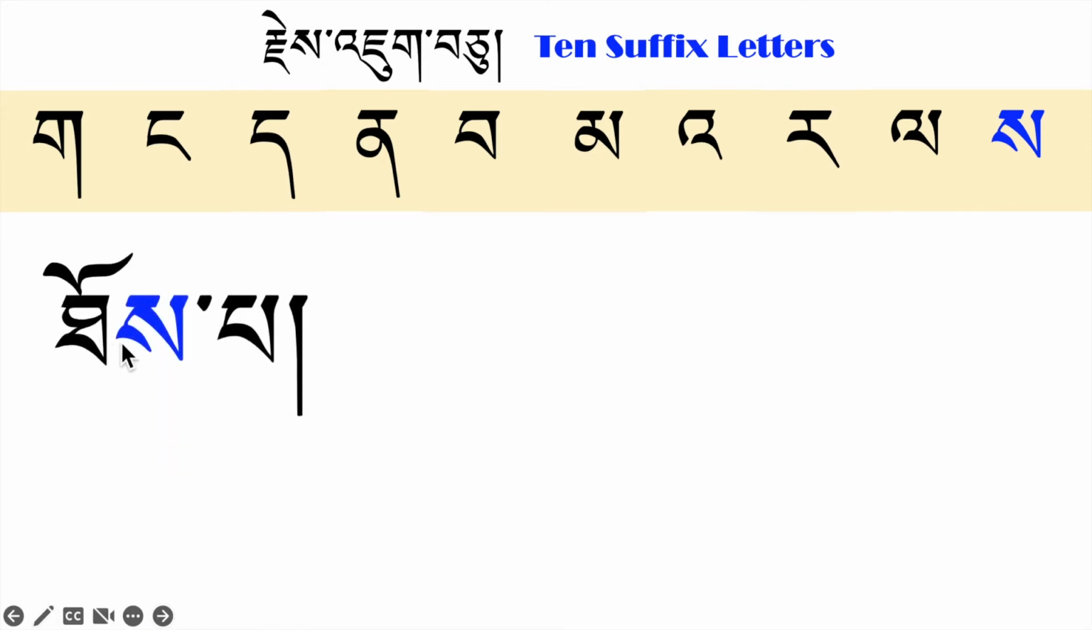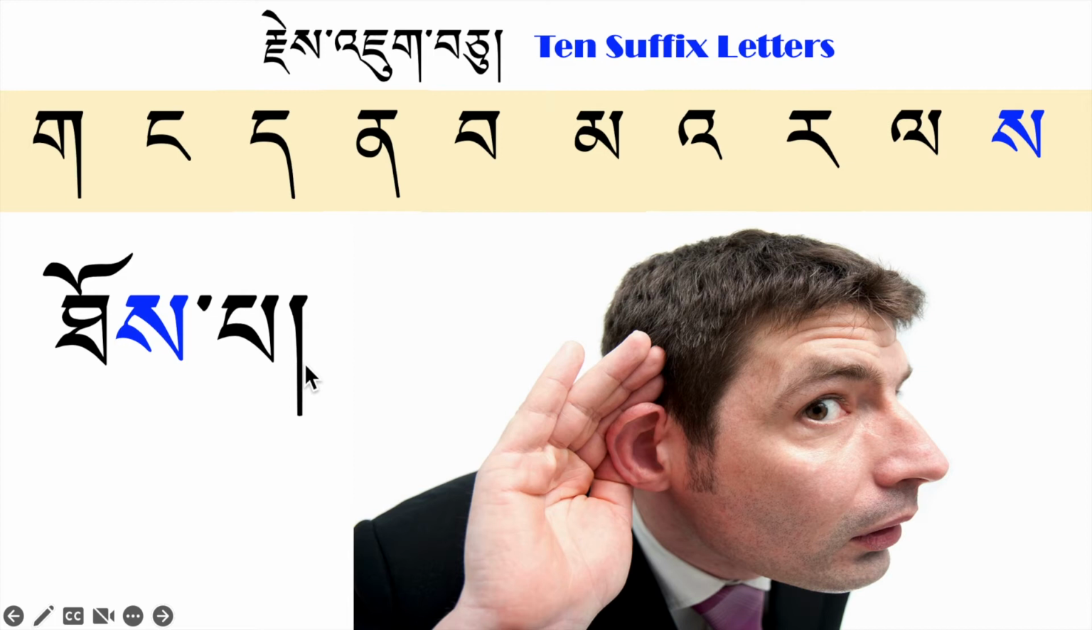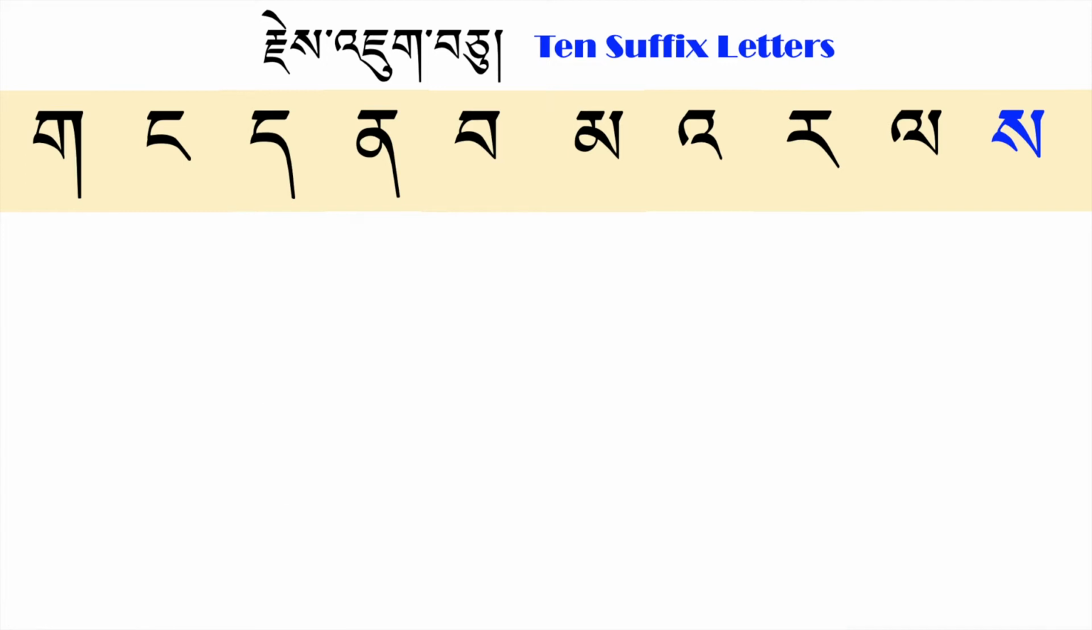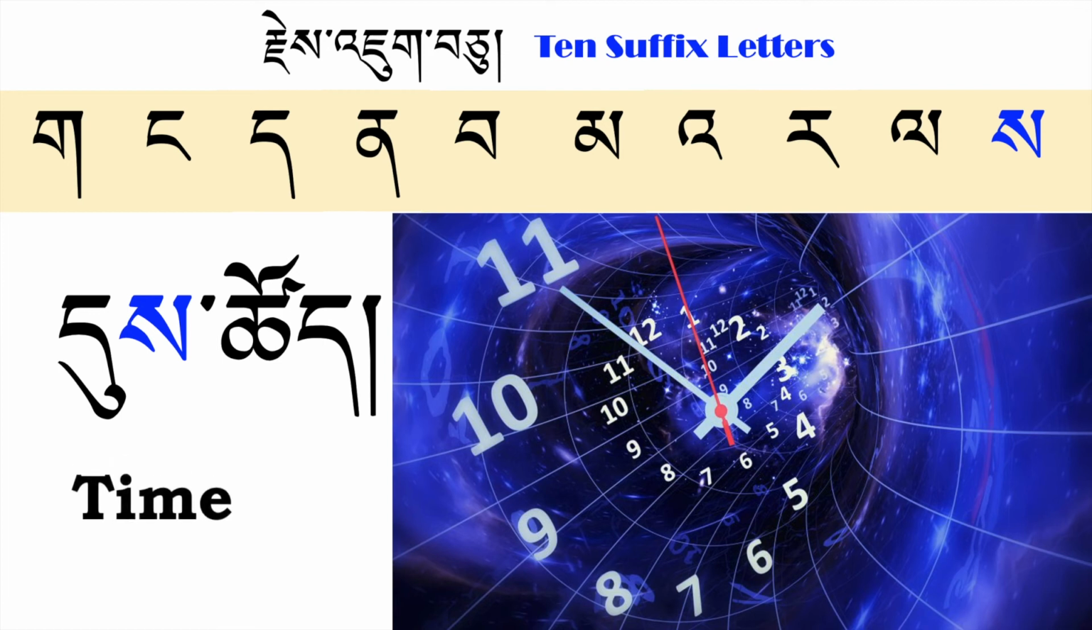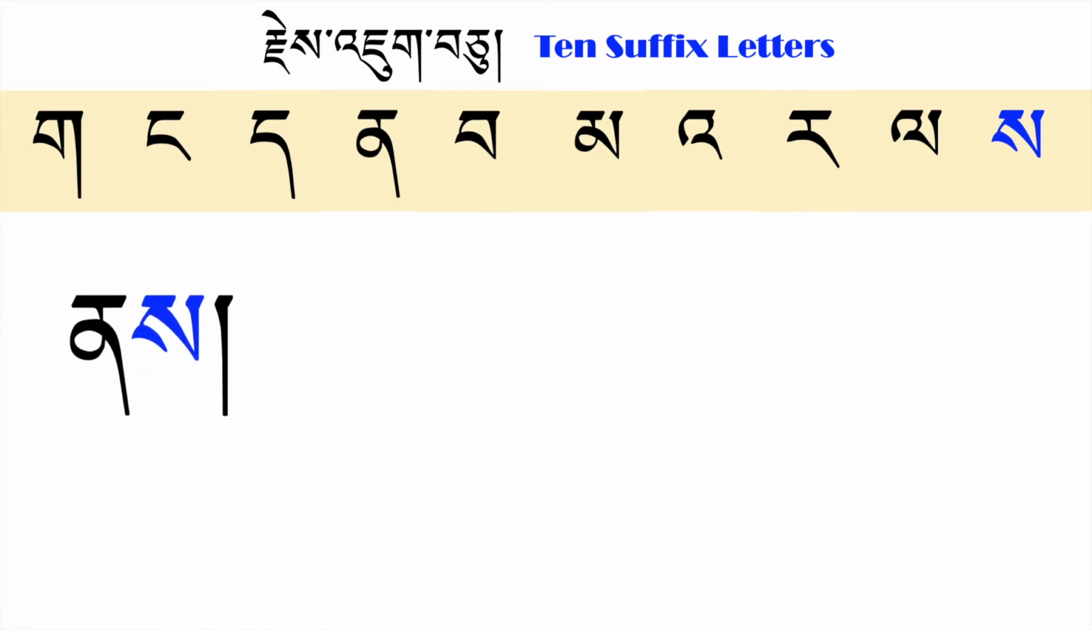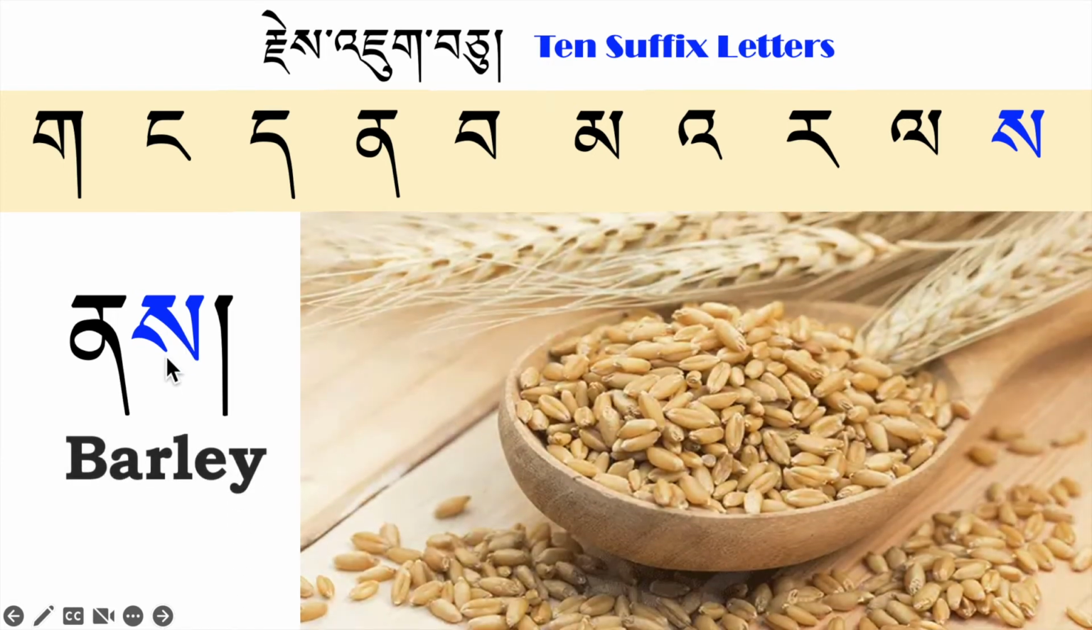Next, ta naru to, sa, te pa. Te pa meaning is to hear. Next one, da sharp yu du, sa, du, cha naru so ta tsu. Du tsu. Du tsu meaning is time. I don't have time. Du tsu me. Next, na, sa, ne. Ne meaning is barley.